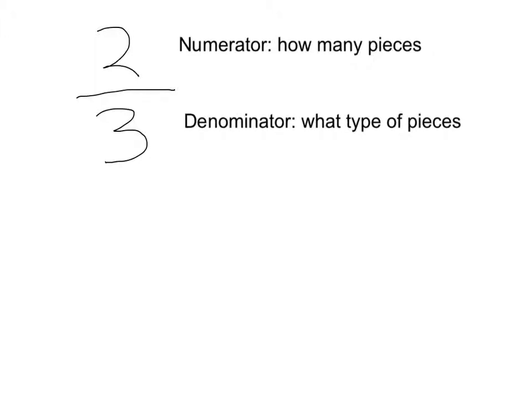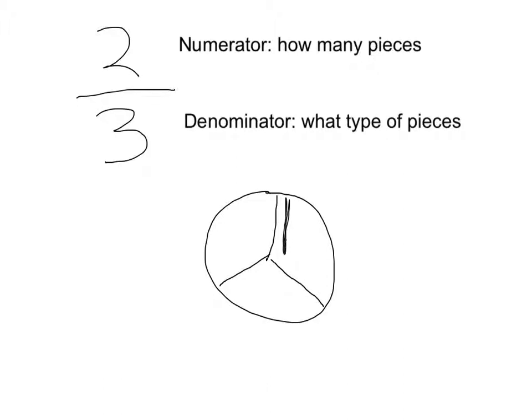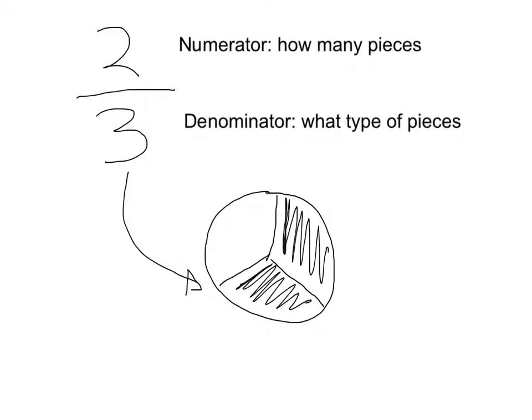So this fraction that I drew, 2/3, would represent something that's divided up into 3 pieces, and you only have 2 of those pieces. So the denominator here tells me that we're dealing with thirds, but the numerator tells me that we have 2 pieces out of our 3/3.